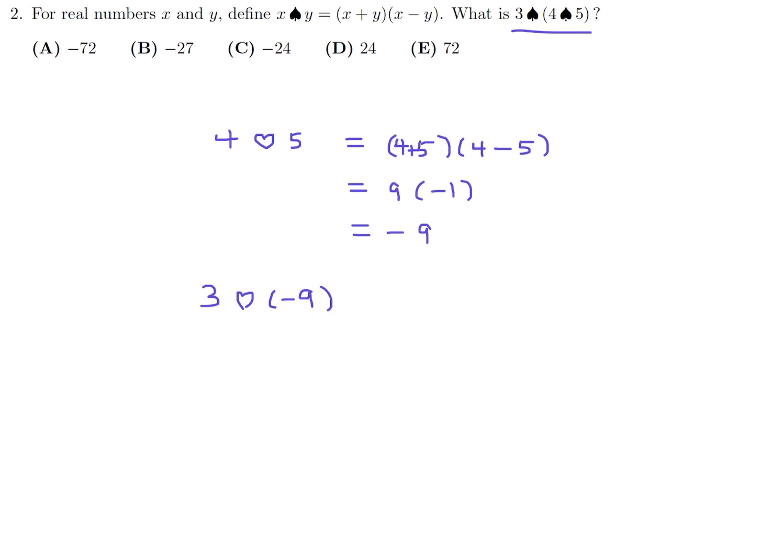And if you again use our definition, that would be 3 plus negative 9, which is 3 minus 9, times 3 minus 9, which would be 3 plus 9. So this looks like negative 6 times 12, and that is negative 72. So number 2, the answer is A.